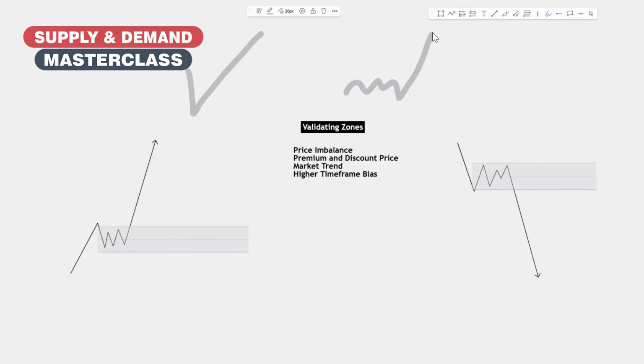After the range, wait for an impulsive move to the upside. So if you see something like this, this is your demand. If you see something like this, it's still your demand zone. This is what a lot of traders will tell you to do. And it's actually very right to do that.